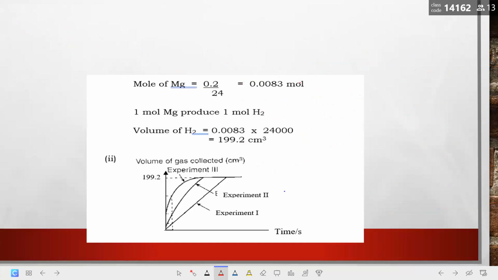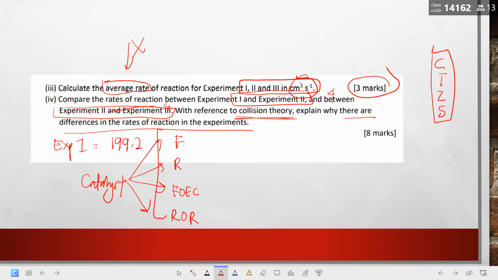Who wants to tell me what is teacher's factor here? Catalyst. Okay, Chia is helping. So the first factor is copper 2 sulfate, which acts as a catalyst. Okay, now when I say that, you already get 1 mark.